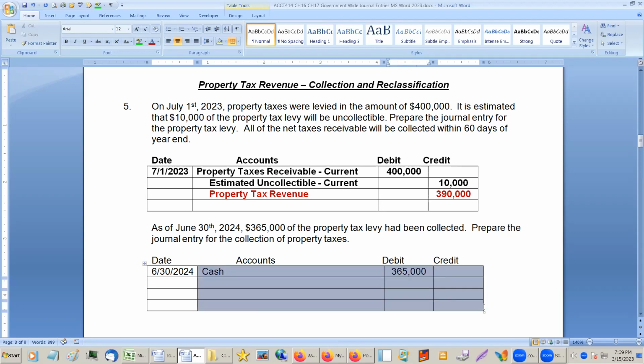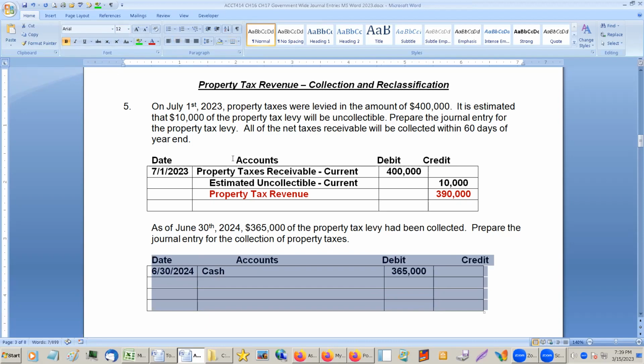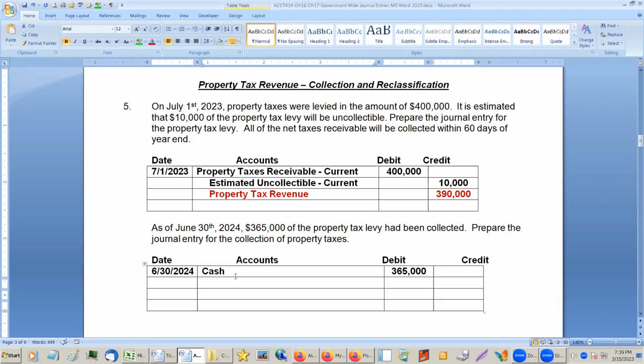And whoever paid their taxes no longer owes us, so we've got to take off this property taxes receivable. Yep.